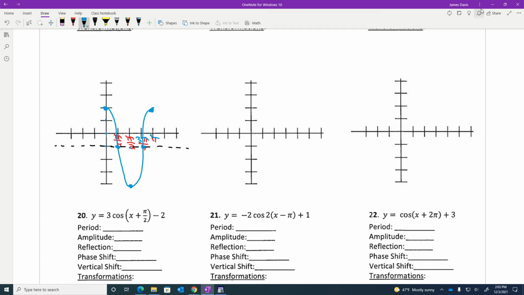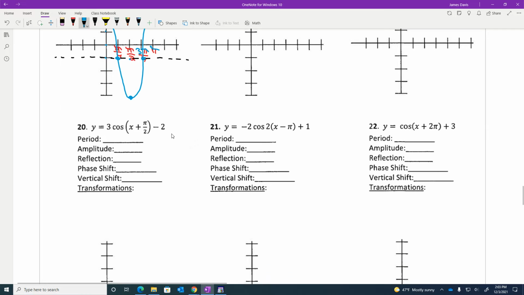So next one we're going to do is 21. This one actually has every possible thing. It has a different period, amplitude, reflection, phase shift, and vertical shift. So 21's a little bit challenging.